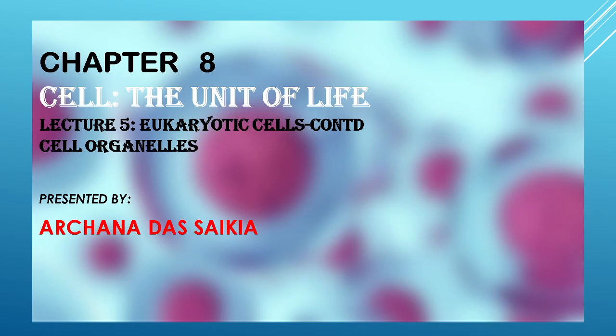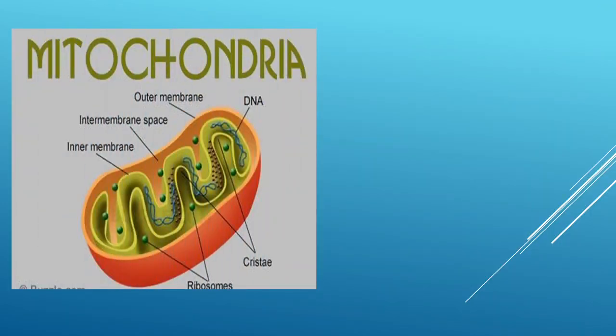Hello children, we will continue with chapter 8 Cell: Unit of Life, Eukaryotic Cells and the different cell organelles which are found both in plants as well as in animals. So let us start with our discussion. The first organelle that we talk about is mitochondria. Now what is the mitochondria?